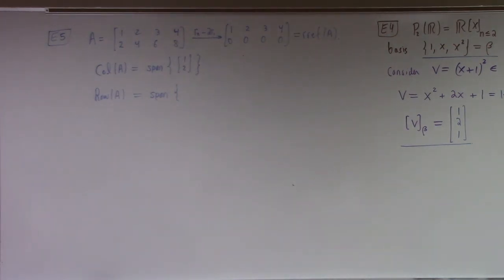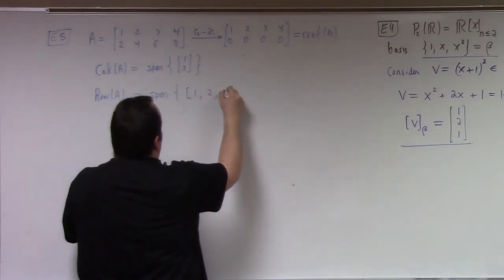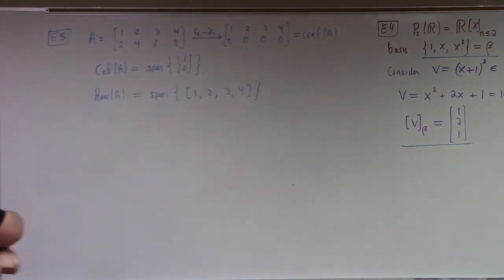Well, row 2 is just twice row 1, right? So you could pick either one for a basis because you can get the other from the remaining one, right? So the row space, 1, 2, 3, 4 works nicely for the basis. These are kind of boring. Both the row space and the column space are one-dimensional in this example. But how about the null space? What's the null space look like?